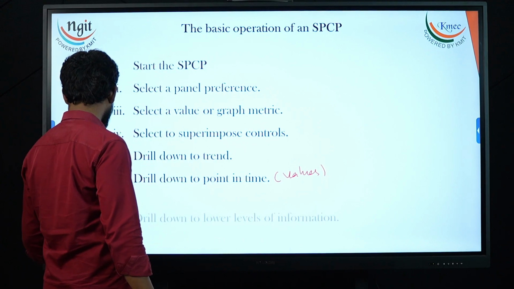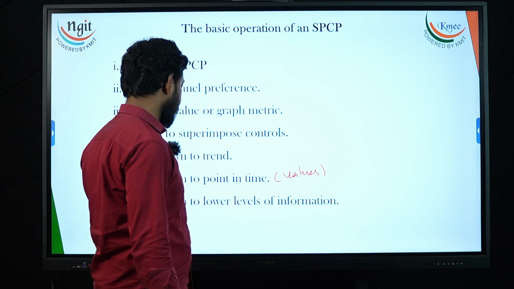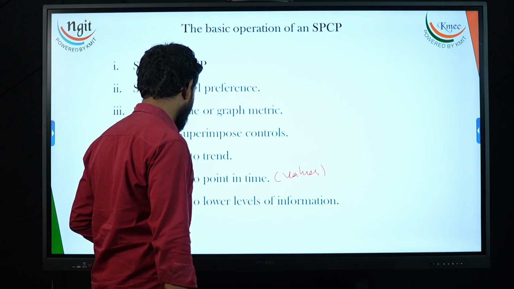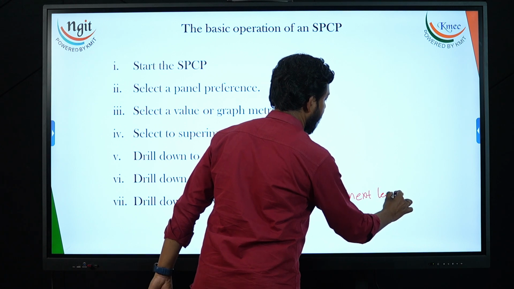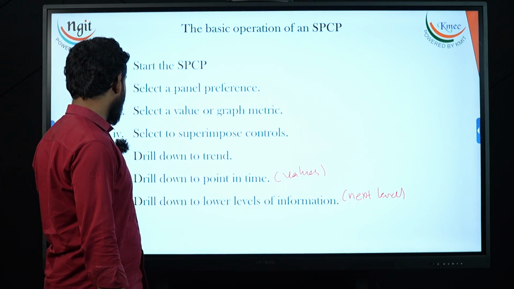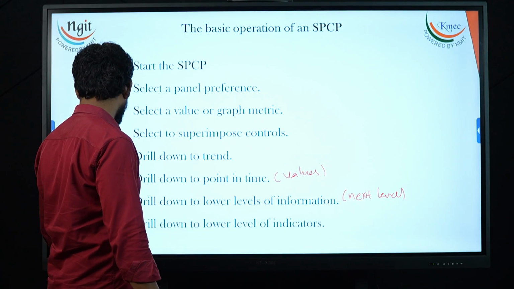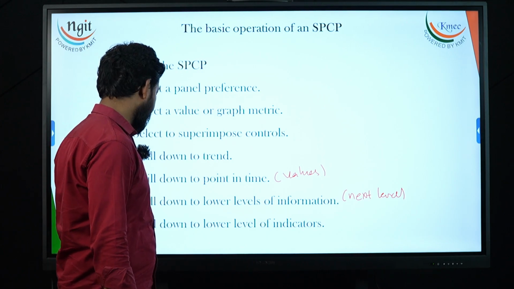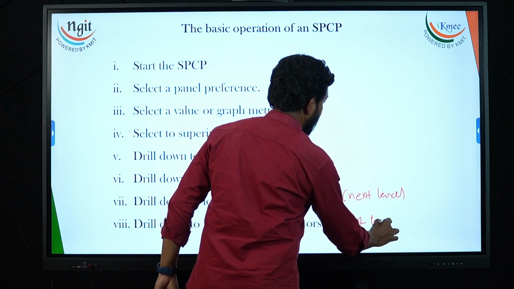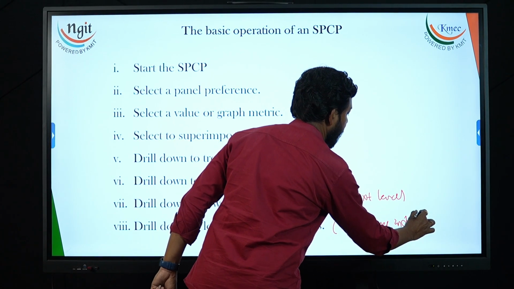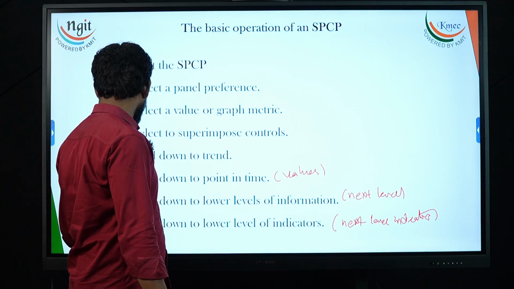And next you have your drill down to lower levels of information. This is going to point to some object here, and it is going to focus on the next level of information. What is that next level of work you are going to work with? That is focused by your drill down to lower levels of information. And last you have drill down to lower level of indicators. This is going to work with the next level of indicators that are available. What are the next indicators that are supposed to be selected? So these are the different steps or basic operations you need to focus on when working with your SPCP.